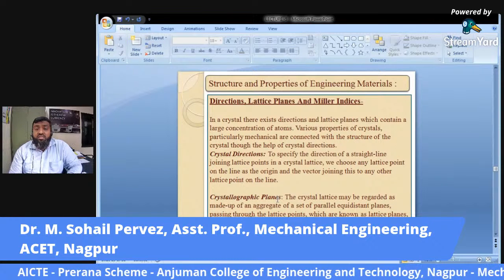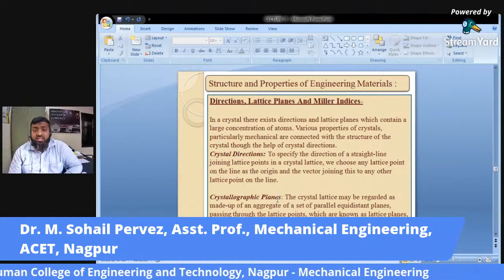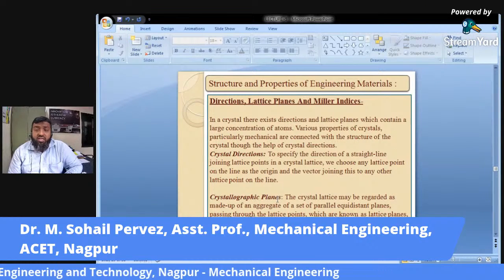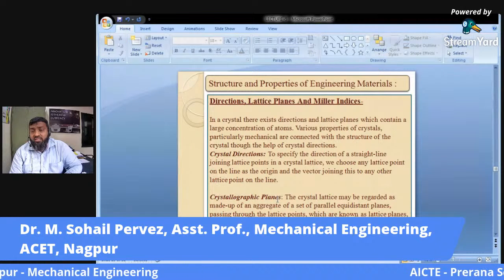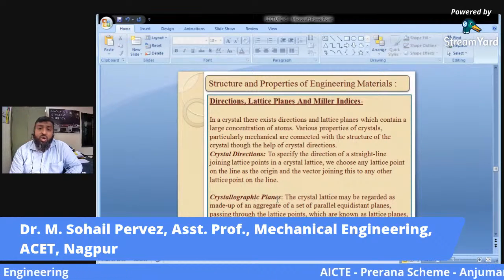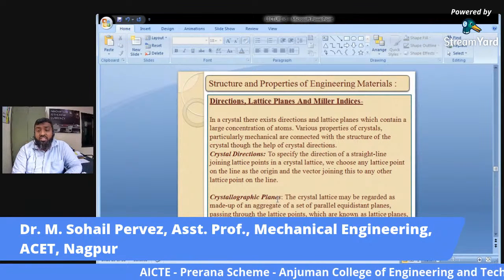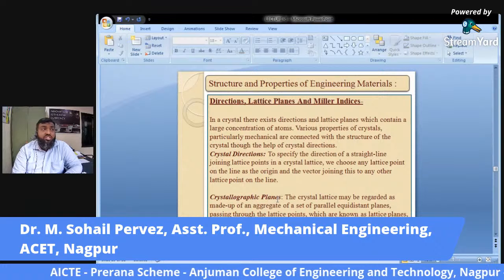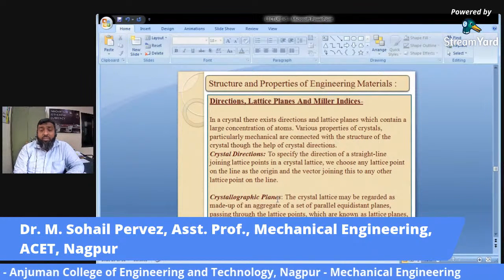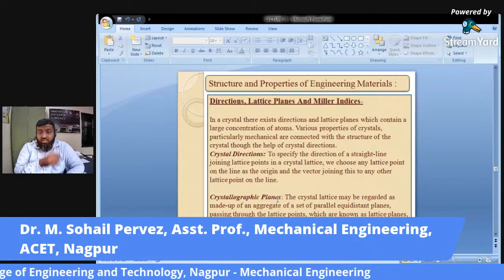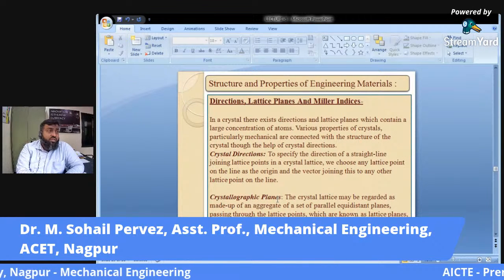When I say direction, lattice plane and Miller indices, out of this direction and lattice plane, Miller indices are the most important point in deciding the crystalline or the structural aspects of any material. In a crystal, there exists direction and lattice plane which contains a large concentration of atoms. Various properties of crystals, particularly mechanical, are connected with the structure of crystal, through the help of crystal direction.